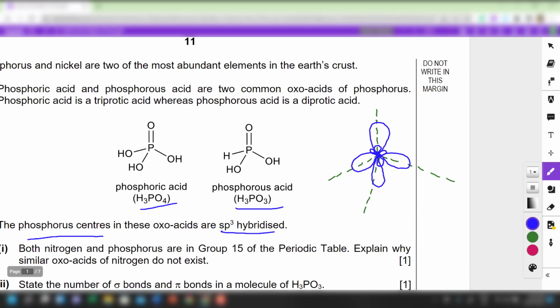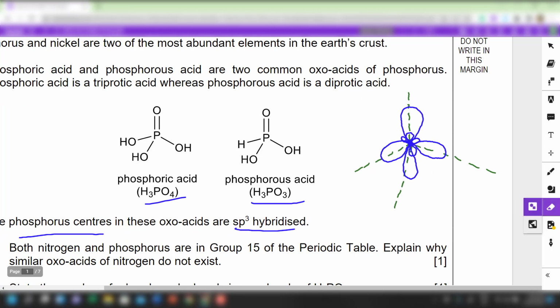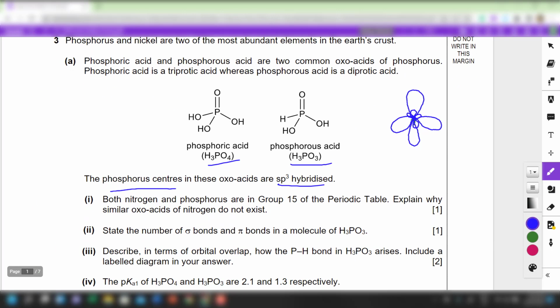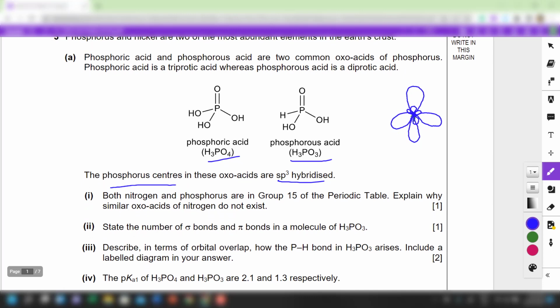After that, if you wish to, you can erase the pencil markings if you want your exam scripts to look very aesthetically pleasing, but if not, you can just leave it as it is, because I think it is quite clear that you are trying to represent hybrid orbitals. All right, and remember to label your drawing as well. In my case here, I did not label it.